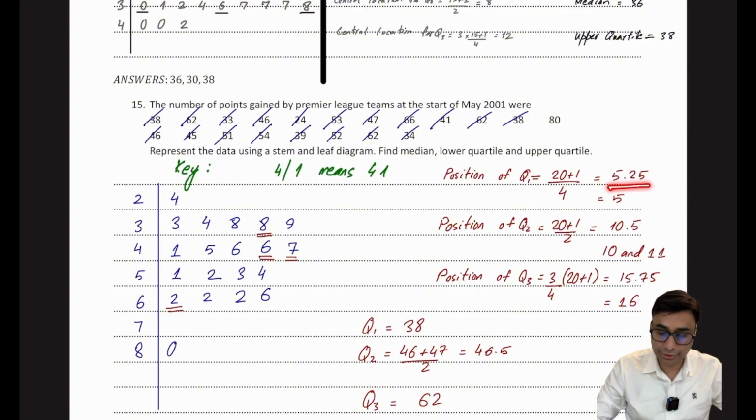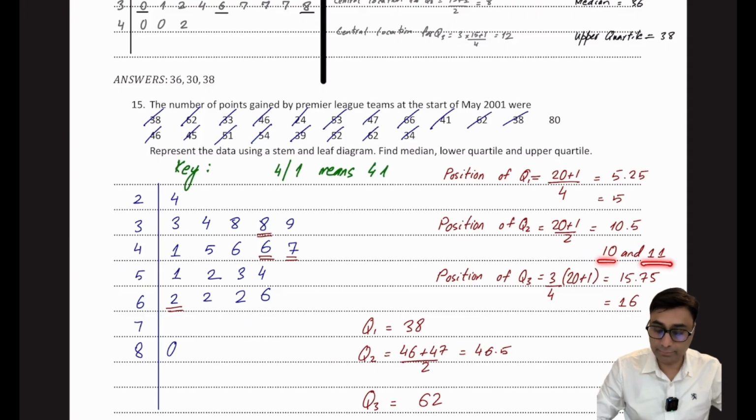Like if you have 5.25, then you'll round it off to 5. Or if you have 15.75, then you'll round it off to 16. But if you have a particular number for a position which is exactly halfway between two numbers, then you will look at the number at both the locations and find out their average.